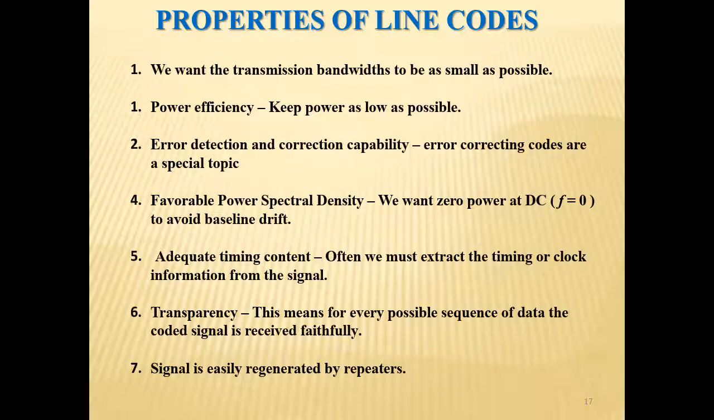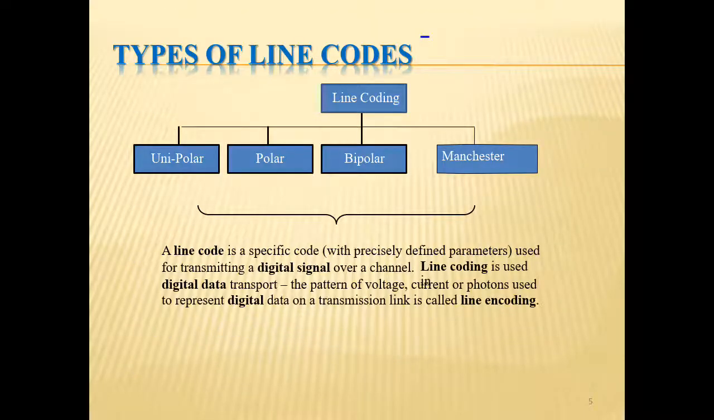What are the properties of line code? We should keep the transmission bandwidth lower, power efficiency should be good, error detection capability should be there, the power spectral density should be evaluated, and transparency should be there in sending and receiving the information. What are the different types of line code? Basically, line codes are classified into 4 types. We call them unipolar, polar, bipolar, and Manchester.